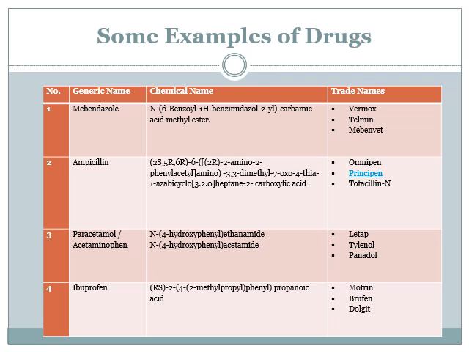We also have ampicillin. I'm not going to mention the chemical name. It is there. So that's the generic name. But the trade name, we have some companies that have made ampicillin, and some call it Omnipen, some call it Principen, some call it Totacillin-N. But it's the same ampicillin.